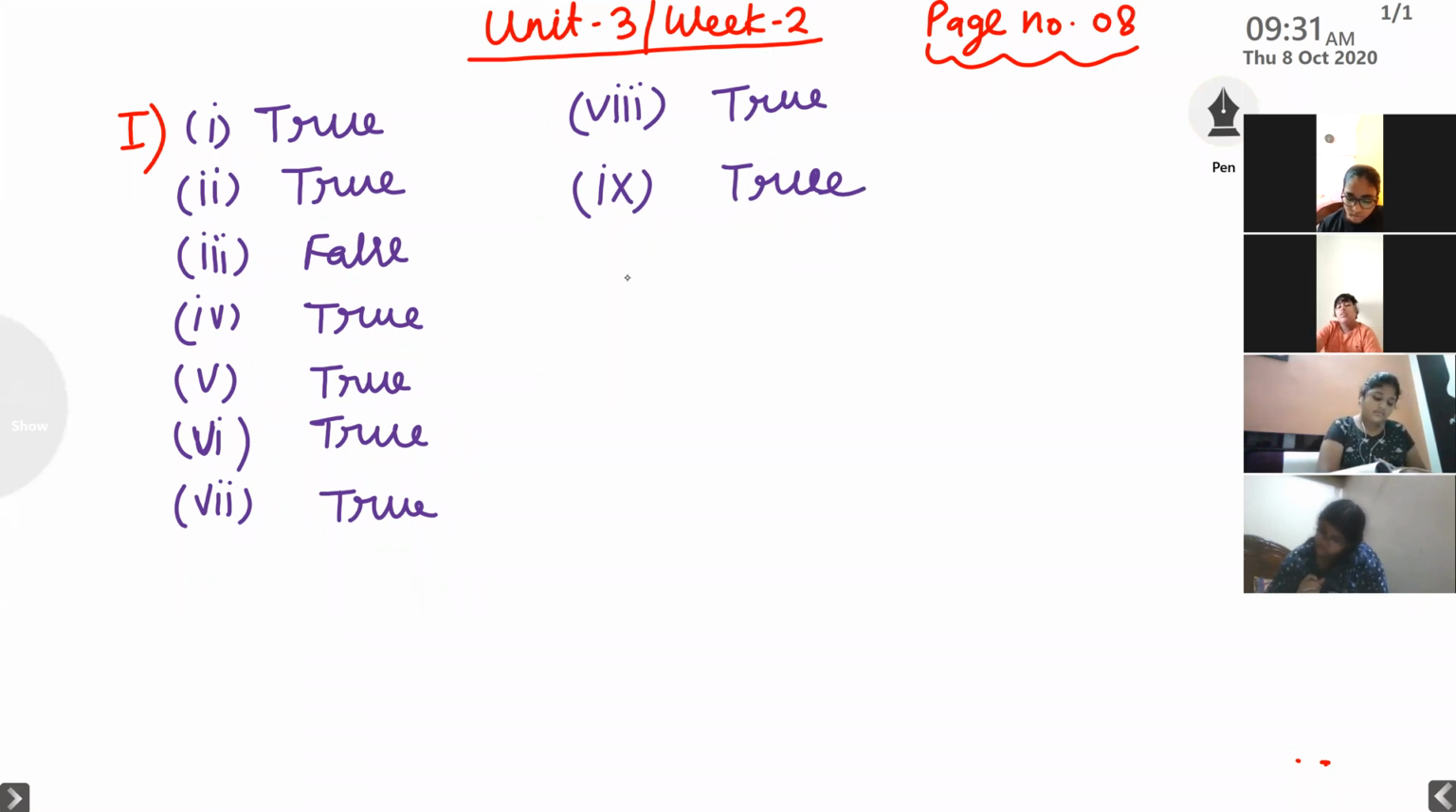Last, there can be infinitely many quadrilaterals with the 3 given angles. Answer is false. If they have given 3 angles, we can't draw so many. Only one we can draw. Infinitely we can't draw. Answer is false.